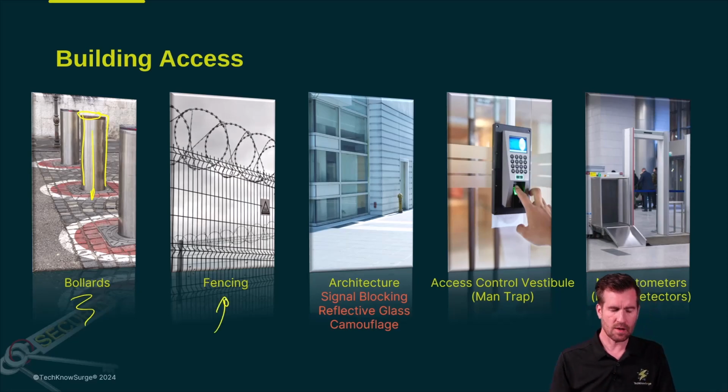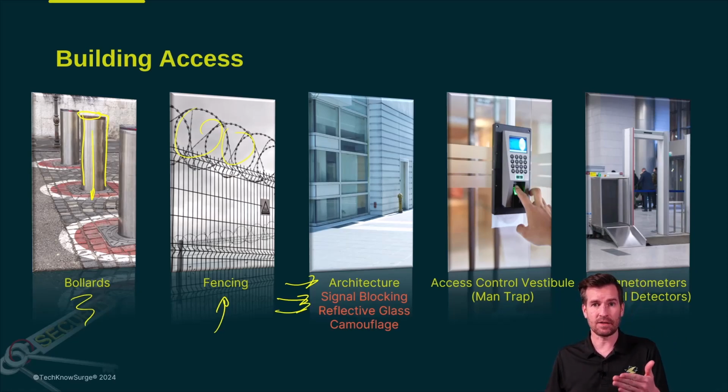Or fencing, which could prevent vehicles, but also could prevent people from getting in or crawling over if they have to battle this barbed wire at the top. Or just even the architecture of the building makes a difference. There are some building materials that can be signal blocking to prevent signals from coming in or out of the building. There's things like reflective glass that you can put up so people can't see into the building, or perhaps don't have windows at all.